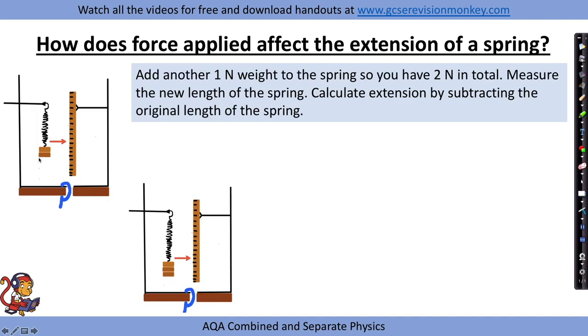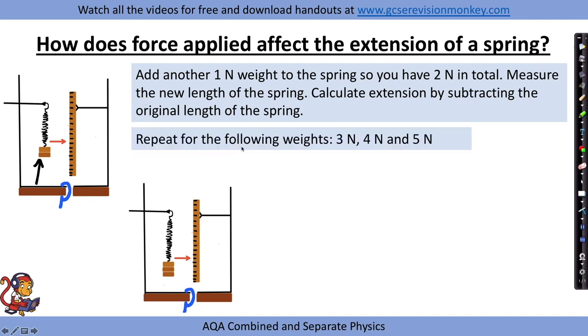We then add another Newton weight to the spring, so you have 2 Newtons in total now as the force being applied to the spring. And we measure the new length of the spring and again calculate the extension by subtracting the original length of the spring. We then repeat it for the following weight. So we keep adding weights to the bottom and we'd use 3 Newtons, 4 Newtons and 5 Newtons, for example, on the bottom of our spring.